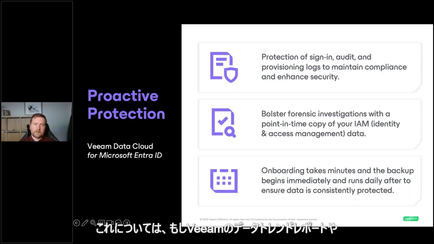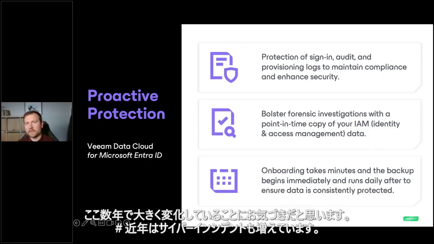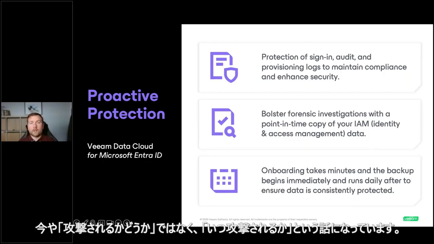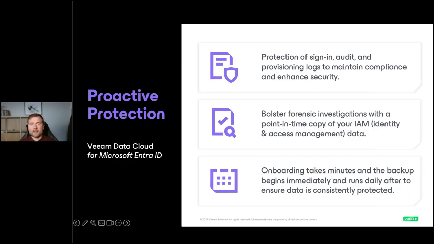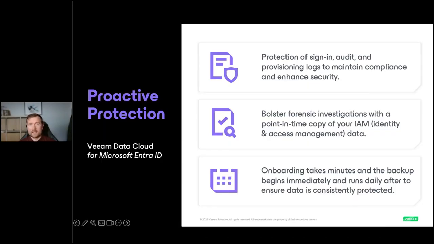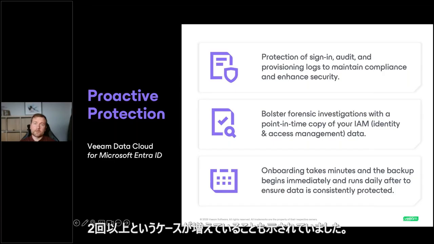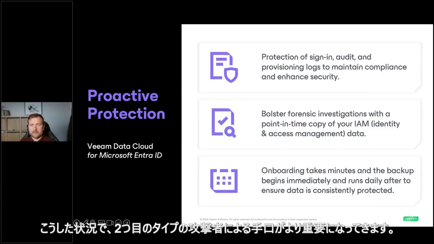Now, if you've seen any of Veeam's data trends reports or the data protection trends, then what you will notice is that the conversation has shifted around ransomware attacks and cybersecurity incidents over the recent years. We're no longer just talking if you get attacked. It's when you get attacked. And it's also frequently become how many times do you get attacked? I recall one from a couple of years ago where many organizations reported at least one attack, and increasingly it was two or more. And this is where this second school of threat actor really comes into play.